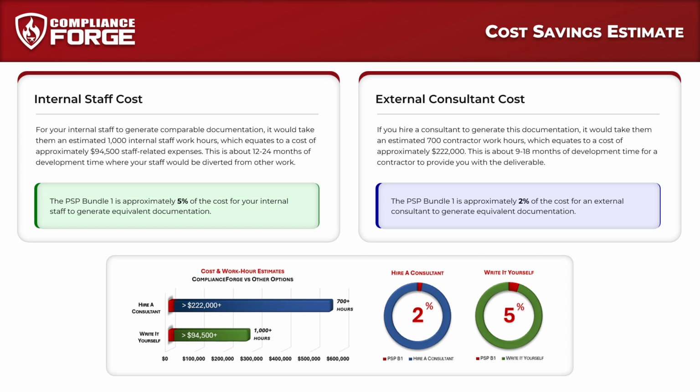If you hire a consultant to generate this documentation, it would take them an estimated 700 contractor work hours, which equates to a cost of approximately $222,000. That is about 9 to 18 months of development time for a contractor to provide you with the deliverable. The PSP Bundle 1 is approximately 5% of the cost for your internal staff and approximately 2% of the cost for an external consultant to generate equivalent documentation. The bundle itself is $5,344.